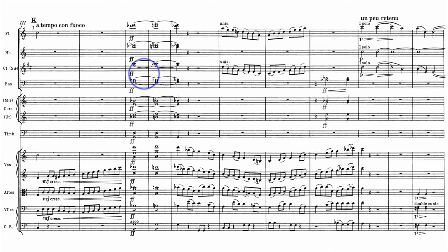Okay, let's go back to this. So we talked about this enclosure, okay, and then very simple thirds. These could also be played non-divisi.